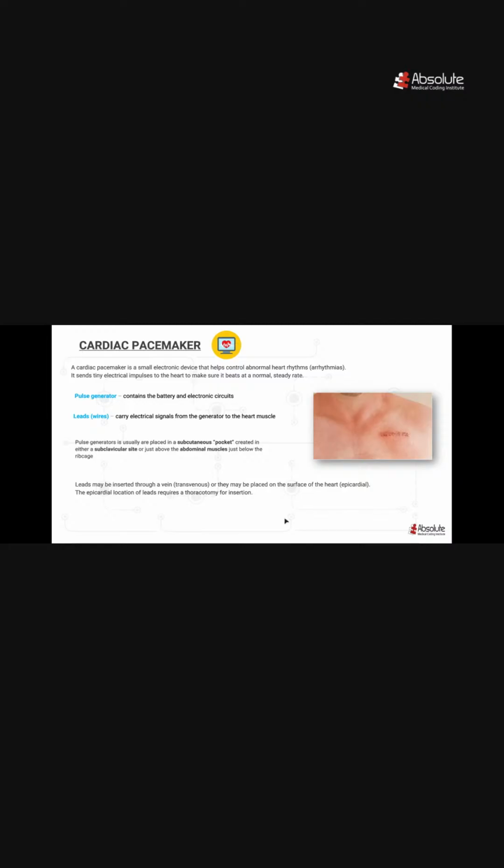Okay. So now that we know what a pacemaker is and how it works, let's move on to something very important, the types of the pacemaker. And trust me, this part is very important for coding these devices. All right, so let's start with the single chamber pacemaker.